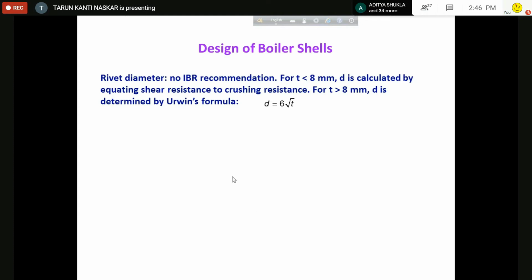Clear? Now okay, for rivet diameter, there is no IBR recommendation, Indian Boiler Regulation. For T less than 8 millimeter, D is calculated by equating shear resistance to crushing resistance. For T greater than 8 millimeter, we use Unwin's formula for finding out D. This is recommended, and in any case D should not be less than plate thickness. That is very important.